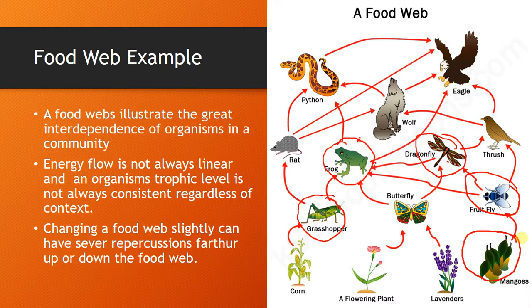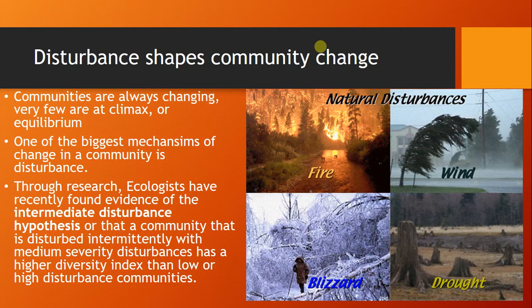Really important though is that changing a food web slightly can have severe repercussions farther up or down the food web. So for example, if I take these grasshoppers out of here, our corn is going to increase in abundance, but our frogs and rats will start to decrease because they don't have any grasshoppers to eat, and that will affect the pythons, which will have to eat more wolves or starve or migrate, all right?